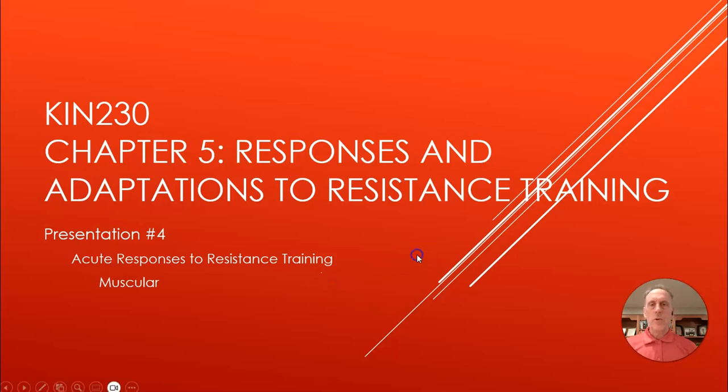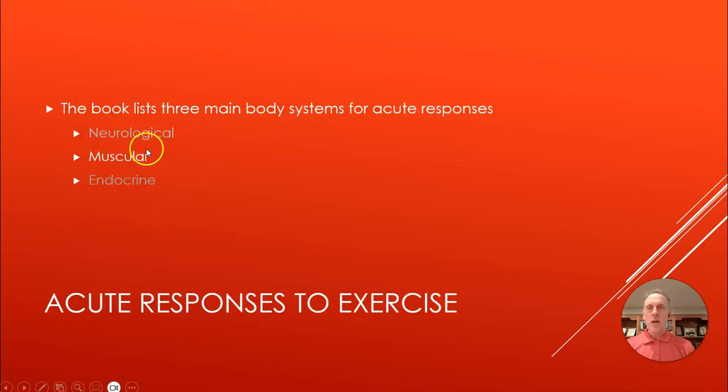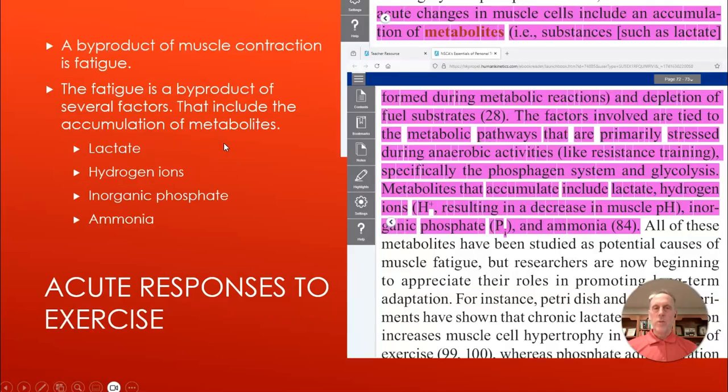Okay, Kinesiology 230. This is presentation number 4 in chapter 5, and we're talking still about acute responses to resistance training. Now we're talking muscular. You may recall this is how it broke out in the chapter. We're still in acute responses, and now we're going into the muscular component. We did neurological in the last presentation.